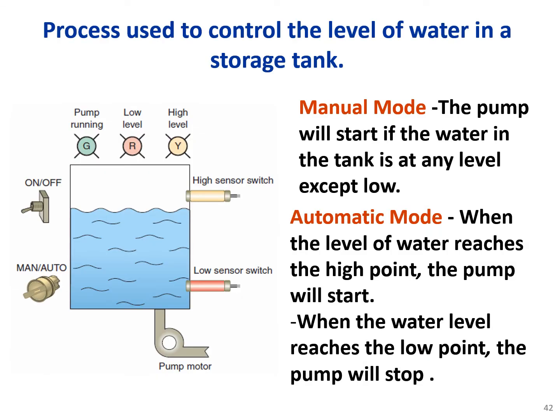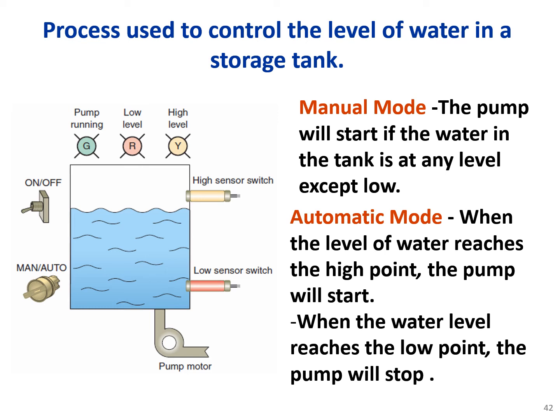A process used to control the level of water in a storage tank. We have a manual mode in this case and the automatic mode. Okay, so this is one example that we want to go through and see what input and output devices could be used. What are the input devices? On and off switch, the auto manual switch. These are the input to the system, plus we have a high sensor switch and the low sensor switch. These are also input to the PLC. What are the output devices? The pilot lights here, green, red, and yellow, and the pump.